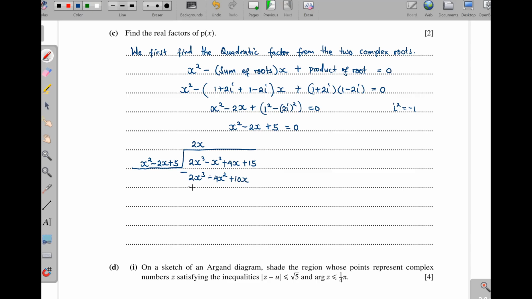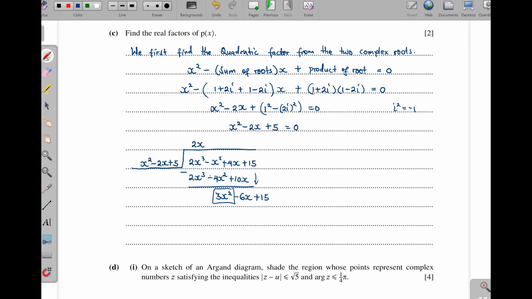Now when we subtract, of course, this one disappears. Then minus x squared minus 4x squared, this one will become a plus. So we have 4 minus 1, that will be a 3 also. So we shall have a 3 then of x squared here, then plus 4 minus 10, that will be a minus 6 of x. Then you drop this 15 there.